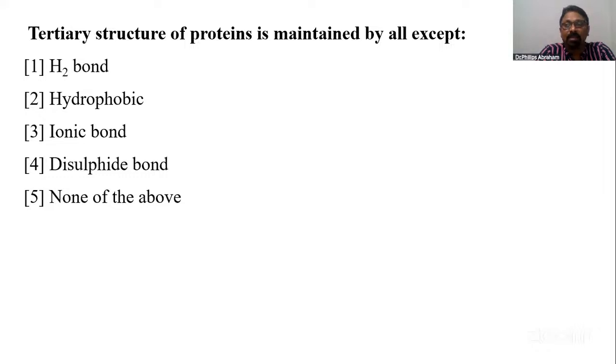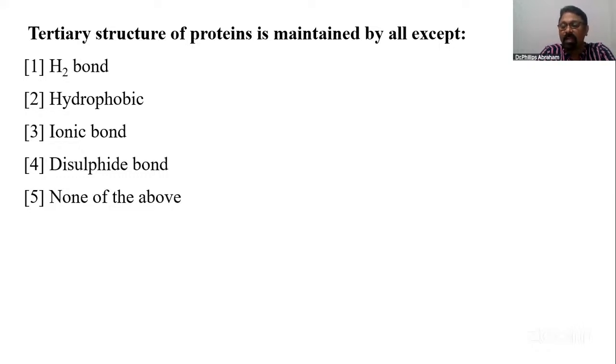Secondary, tertiary, and quaternary structures are maintained by non-covalent bonds like hydrogen bonds, hydrophobic interactions, ionic bonds, and van der Waals force. Along with that, a covalent bond, the disulfide bond, is also there. So that's the tricky part of this question.